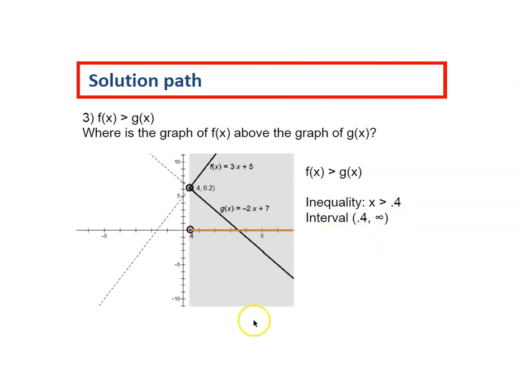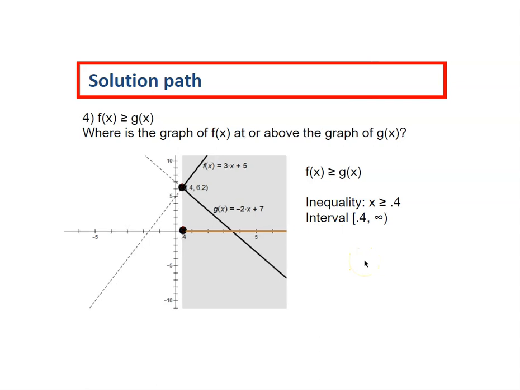Where is f greater than g of x? Now we look to the right of 0.4. This is where the graph of f of x is above the graph of g of x. Again, we don't include 0.4, and our inequality is x greater than 0.4, and our interval is 0.4 to infinity with open brackets.